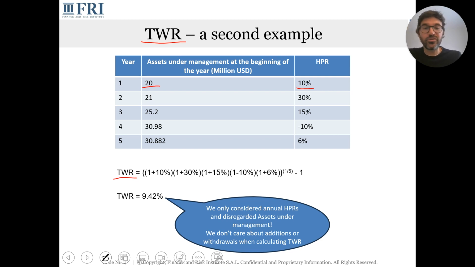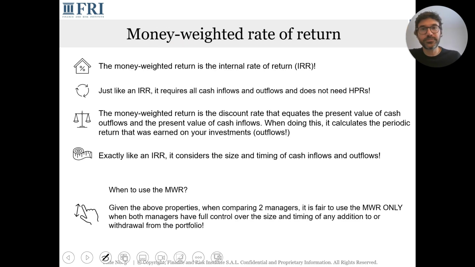So the time-weighted rate of return, one more time, is simply the geometric average, to the power of 1 over 5, of this series of holding period rates of return, for a time-weighted rate of return of 9.42%. One more time, I cannot stress this enough: you do not need assets under management when calculating time-weighted rates of return. All you need are the holding period rates of return.